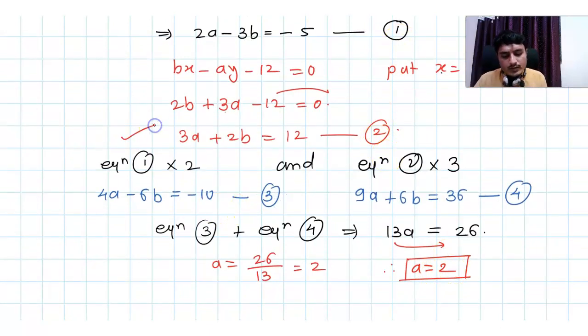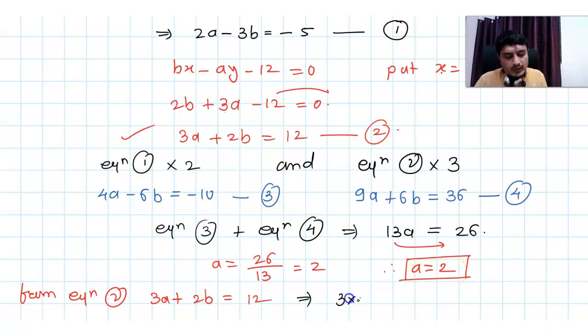I am taking equation 2. So I am writing here from equation 2. Equation 2 is of the form 3a plus 2b equals 12. Try to replace, or put, a equals 2. So 3 into 2 plus 2b equals 12. 3 2s are 6, plus 2b equals 12.